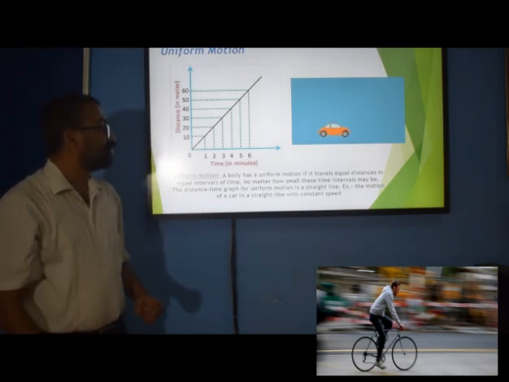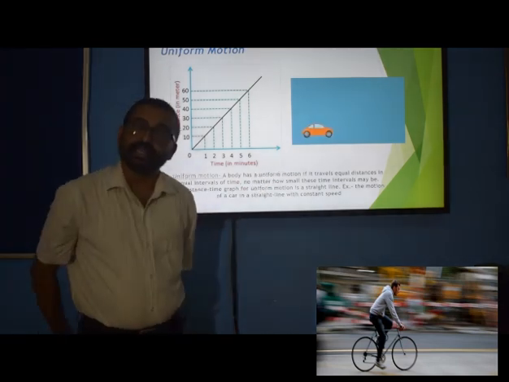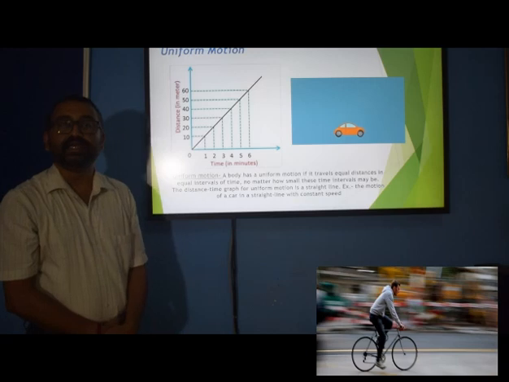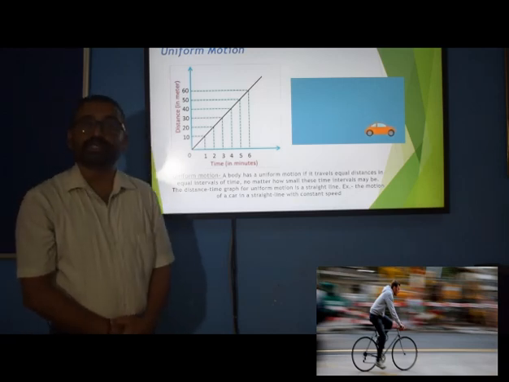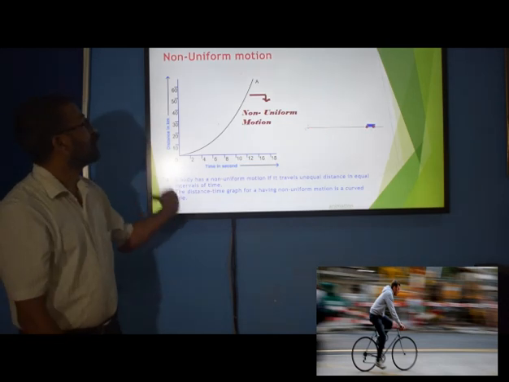So what is an example of a uniform motion? The motion of a car in a straight line without changing any direction. If it is moving in a straight line, such type of motion is called uniform motion. Now what is non-uniform motion?